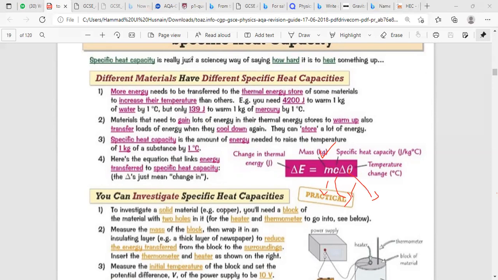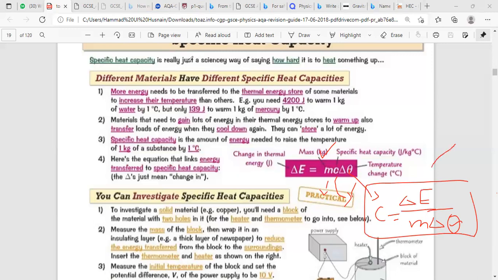So from this you can see that C, the specific heat capacity, is equal to the change in energy divided by M delta theta. So we can define the specific heat capacity from this expression as well. How? Basically, the amount of energy delta E you require to heat 1 kg of a body in order to increase its temperature by 1 degree centigrade. So this is how we can define specific heat capacity. I hope you are clear with the concept.